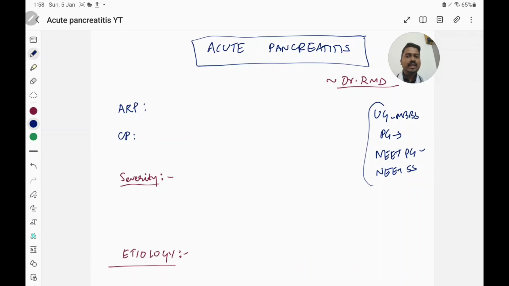As the age advances, the typical features of pancreatitis come into picture. That's why it is very necessary for a pediatrician to identify acute pancreatitis and manage accordingly, because if identified early and treated properly, and if the complications are managed, then it's a cup of cake. It's not that difficult. So here the acute pancreatitis definition is so simple: it is inflammation of the pancreas.